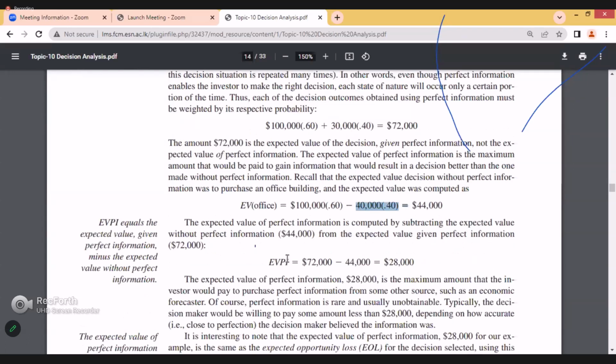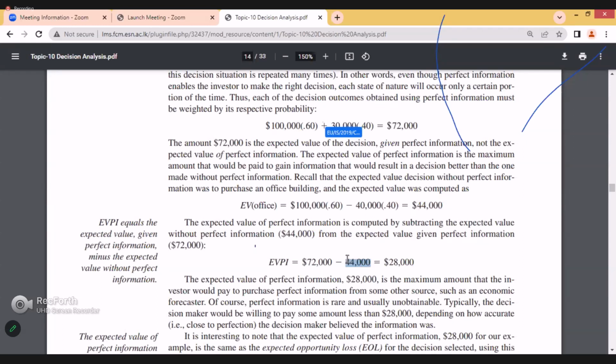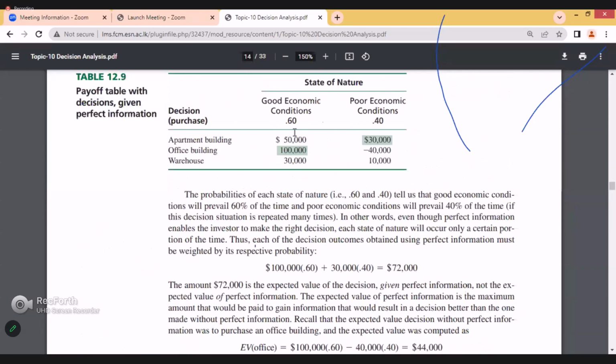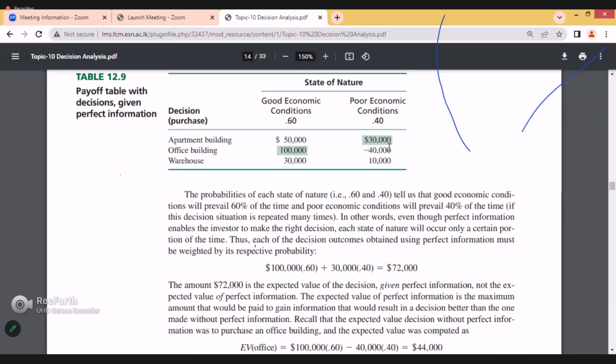After getting this value, 72 minus this gain, net gain, it should be equal to, so 72,000 we have already calculated. We get it according to perfect information. Here the maximum one and here the maximum one, 72,000. We have to get it. Then after that, we have to calculate for the office building separately. You see the 100,000 and minus 40,000.